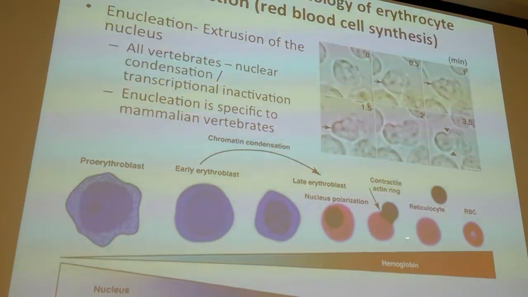And so you can also see that here very nicely in these stained cells. The early erythroblast, moving to the late erythroblast, that nucleus is becoming highly condensed. And then it's pushed out, and you have this contractile ring, just like mitosis, and it's separated, giving rise to the reticulocyte, and then finally our red blood cell, which is really packed with hemoglobin.